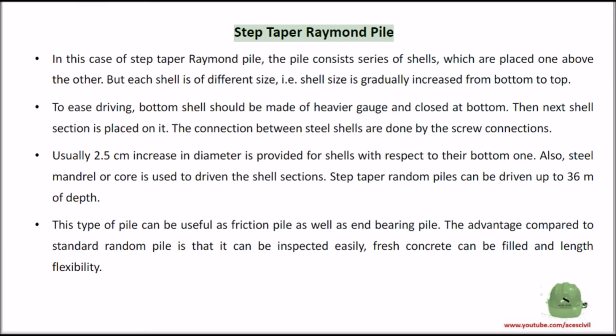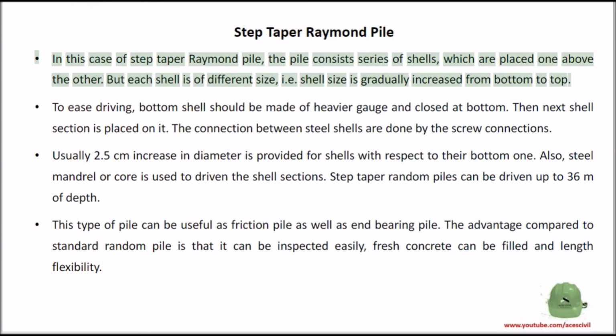Step taper Raymond pile. In the case of the step taper Raymond pile, the pile consists of a series of shells, which are placed one above the other. But each shell is of different size, i.e. shell size is gradually increased from bottom to top.